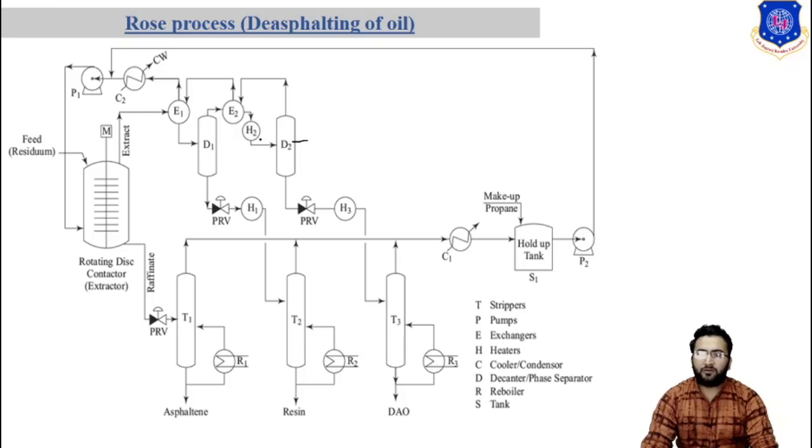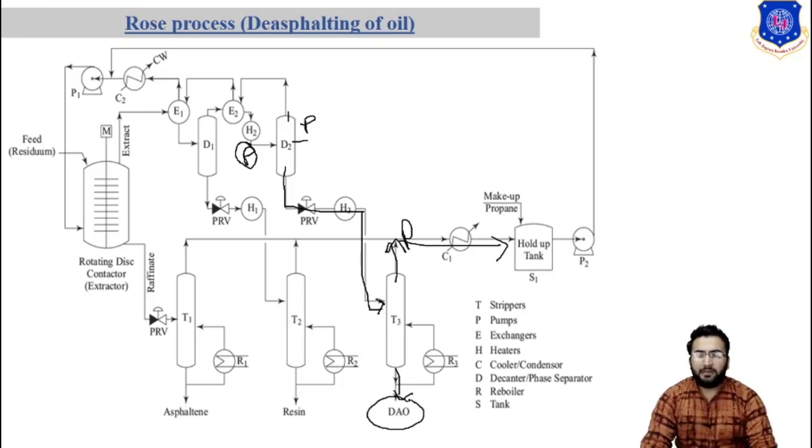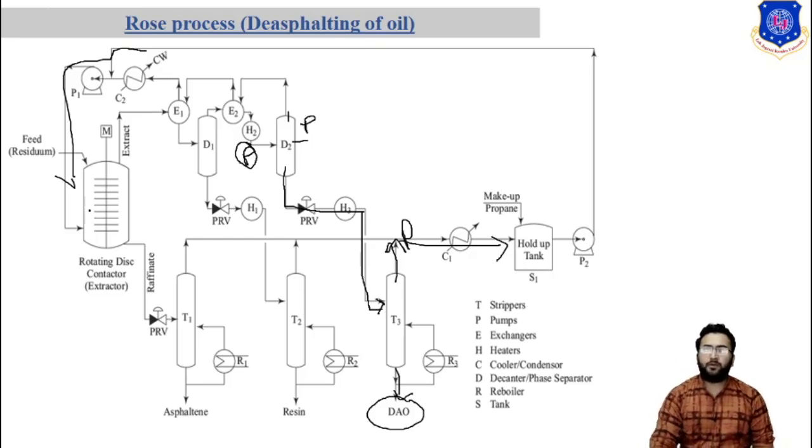In this decanter too, we provide a supercritical condition for propane. So we get propane from the top of the decanter and we get the lube oil. This lube oil is passed to heater 3 and goes to tower T3, where as the top product we get the propane, which is sent back to the propane holder tank, and the deasphalted oil is obtained from tower T3 as the bottom product. Then this propane is passed to the propane holder tank and goes to the extractor as solvent. So this is all about the ROSE process.